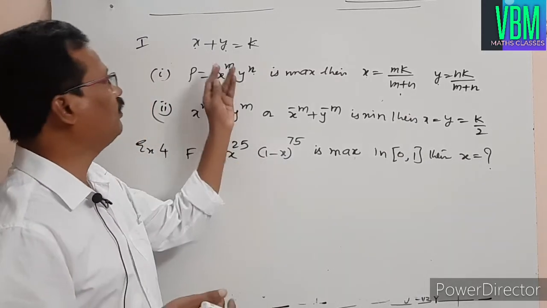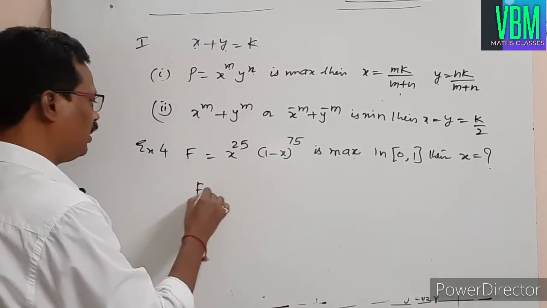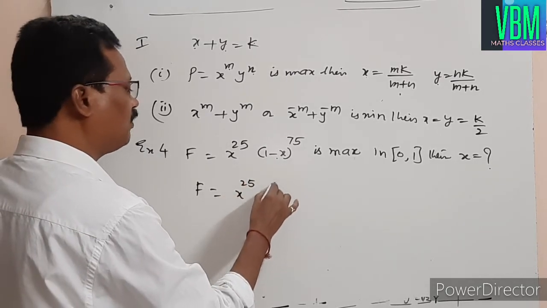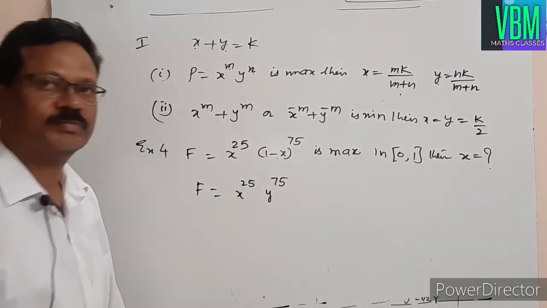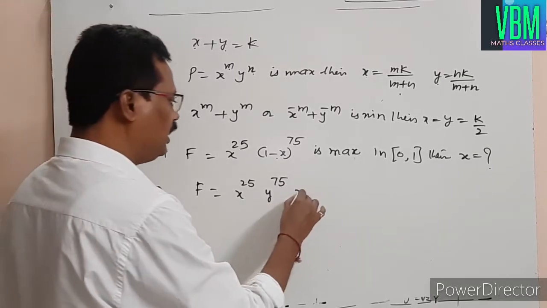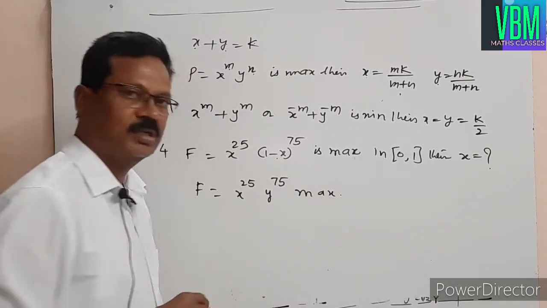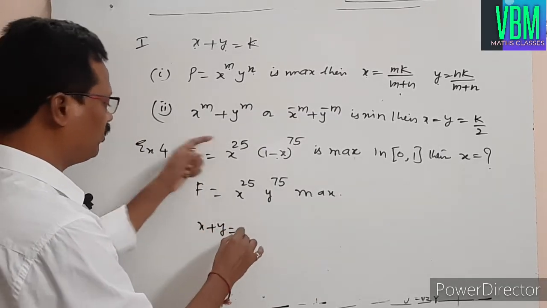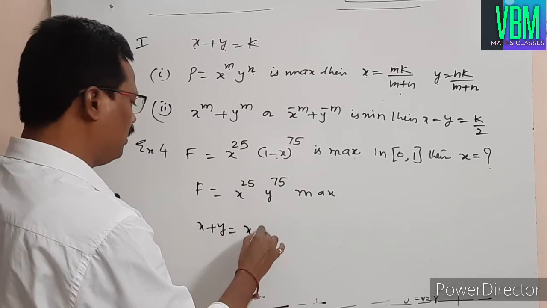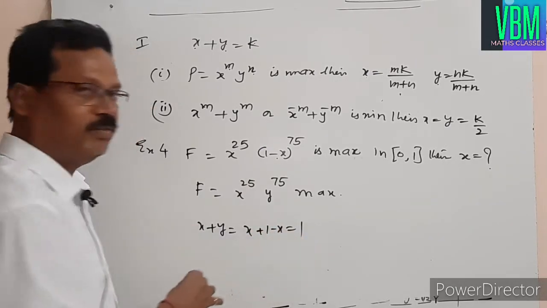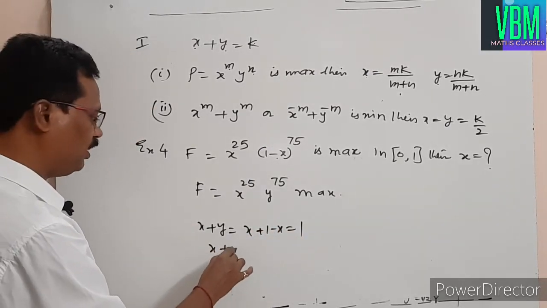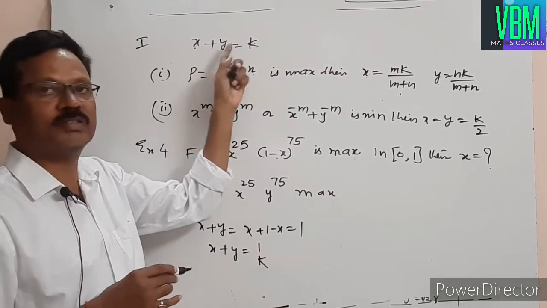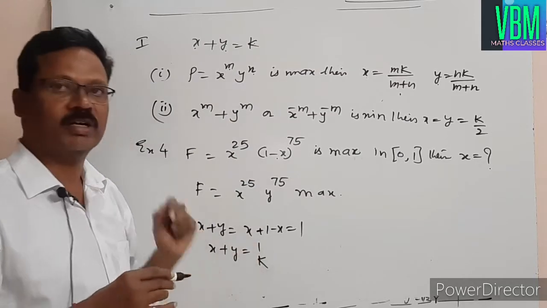Now here also we can apply the same formula. Writing x to the power 25, consider this 1 minus x as y to the power 75, and they are telling us this is a maximum. Then what about x plus y? x is x only and y is nothing but 1 minus x, therefore we got 1. So x plus y is equal to 1, and 1 is the k according to this formula.